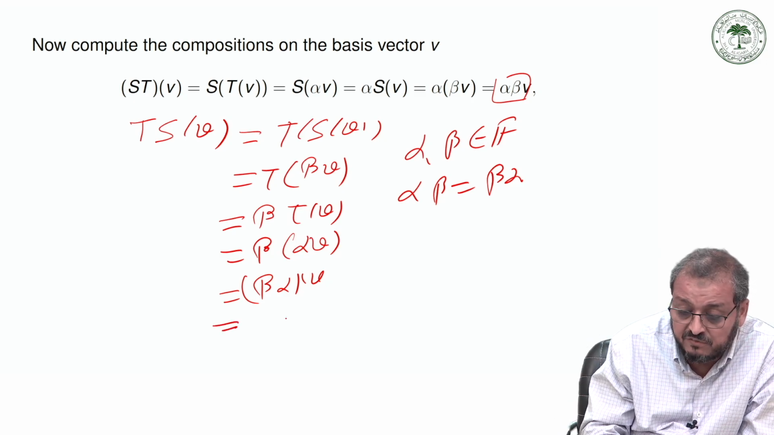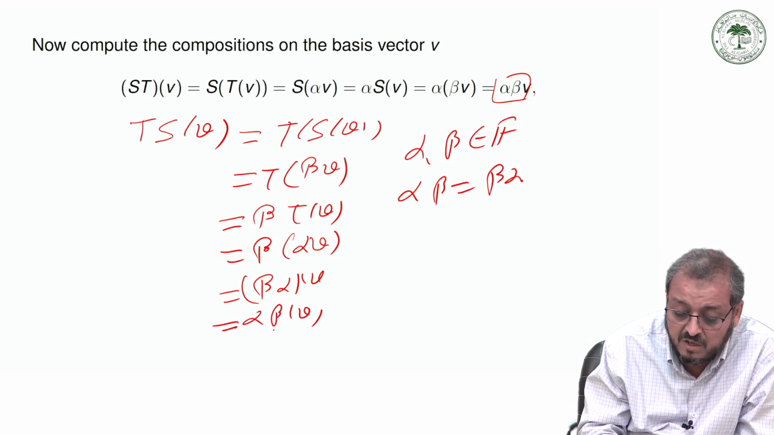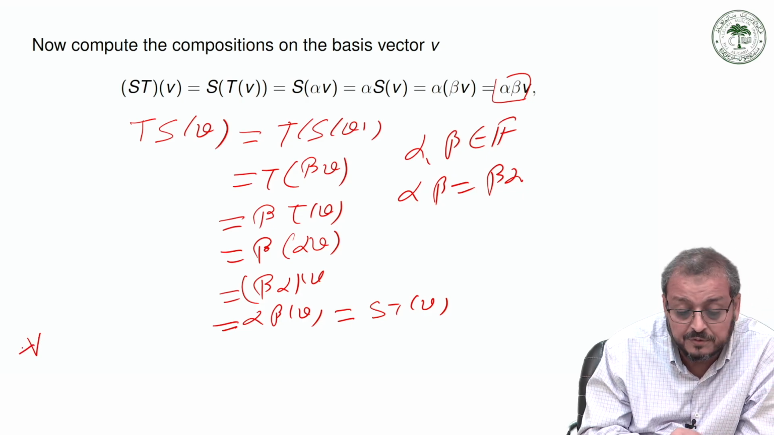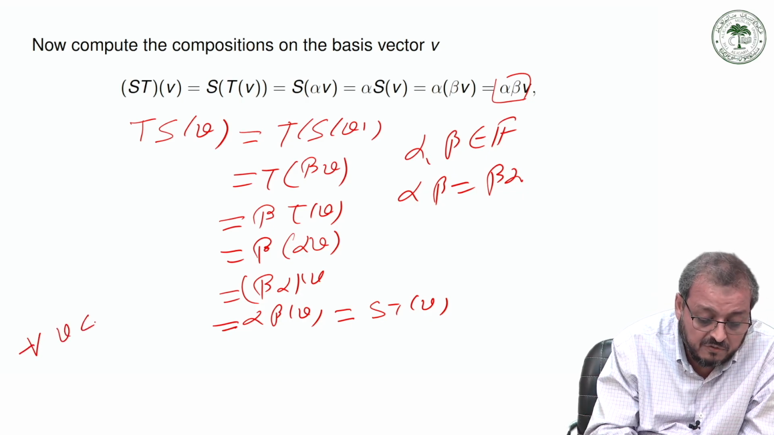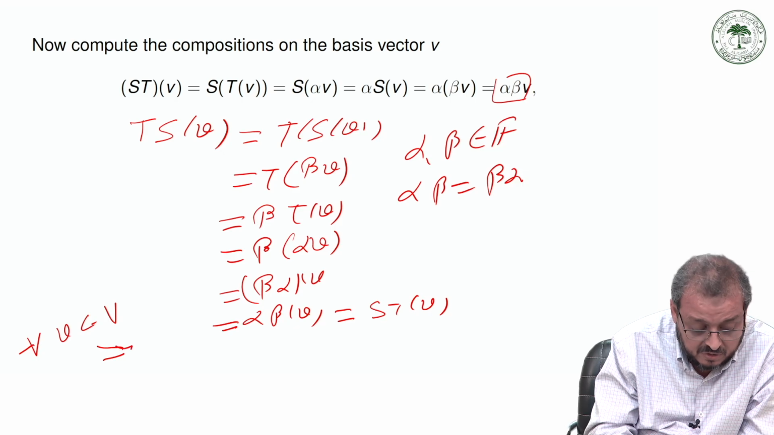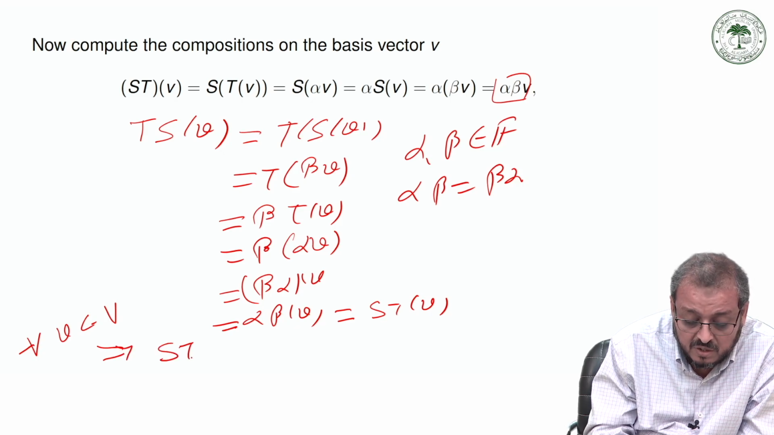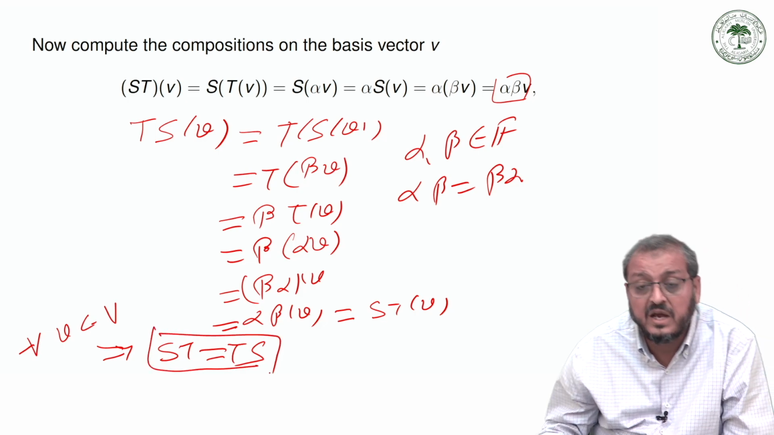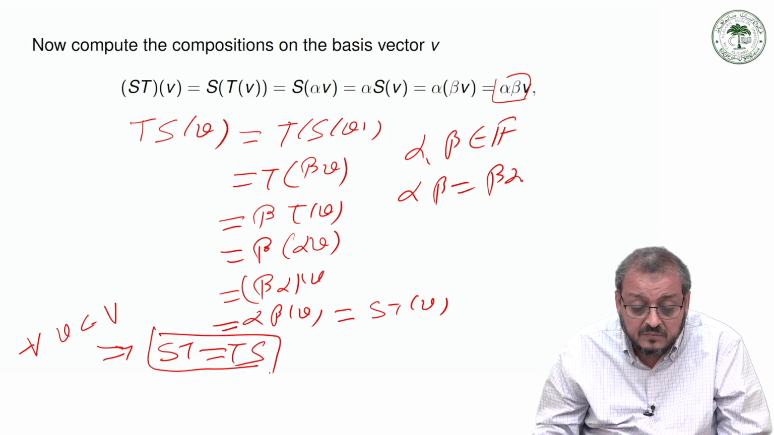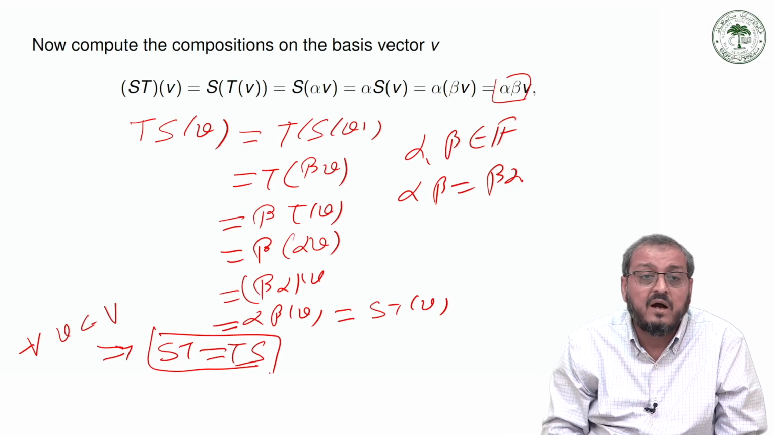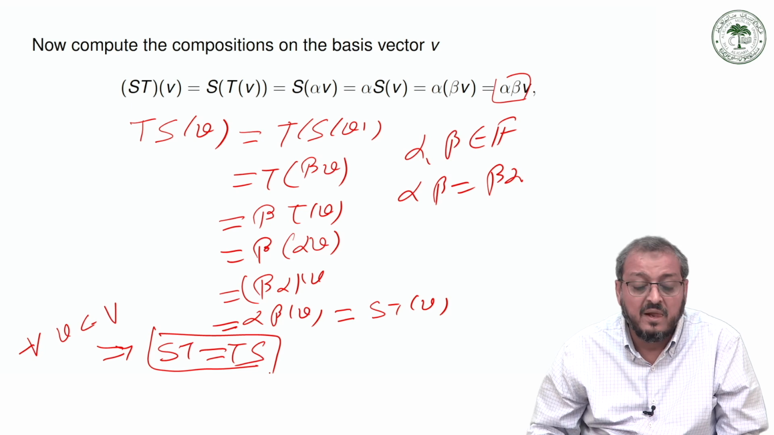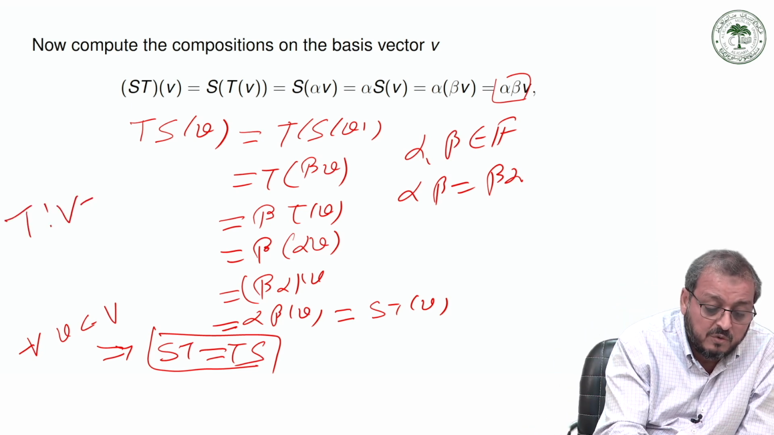So this can be written as αβV, and we already proved that αβV is equal to (S∘T)(V). Now, this result is true for each and every V, an element of the vector space V. Then we can show that ST is equal to TS. So this means we complete the proof of this theorem.